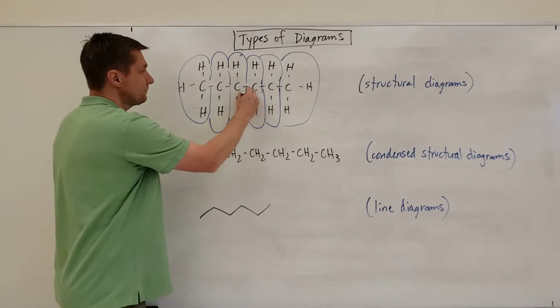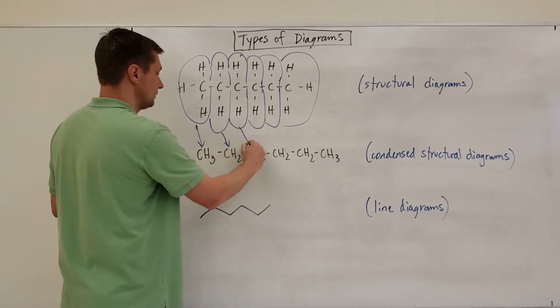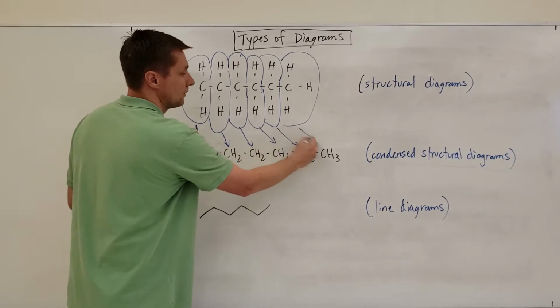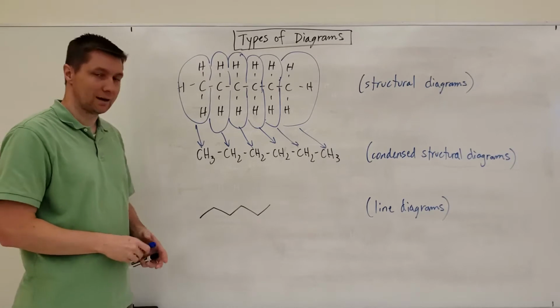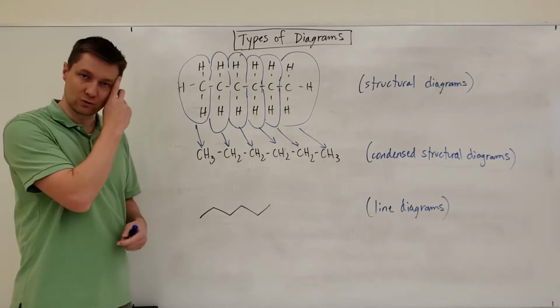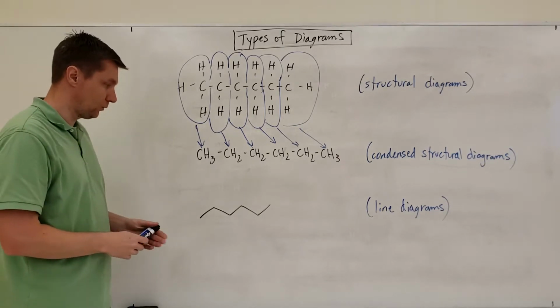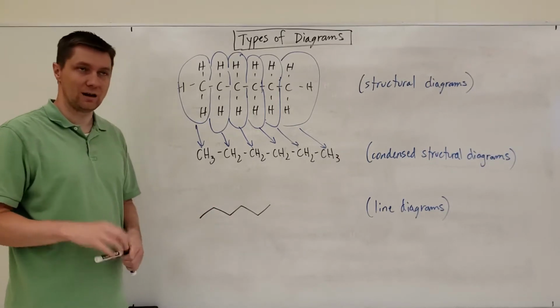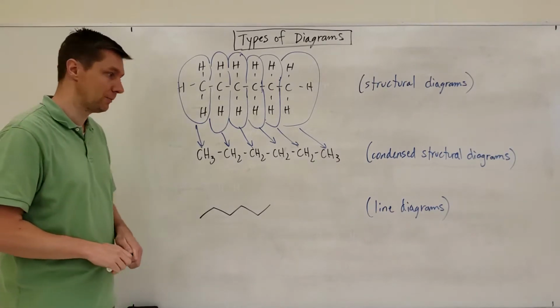And so this is just corresponding to each one of these little segments in that molecule. Now this last one is just a line diagram, and the line diagrams just remove everything except for the carbons. The way that they're set up is that every end of the line represents a carbon in that molecule.